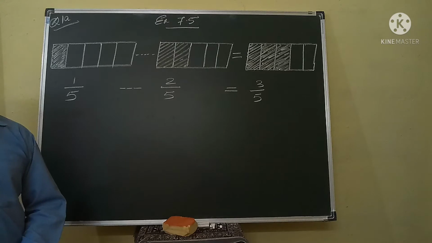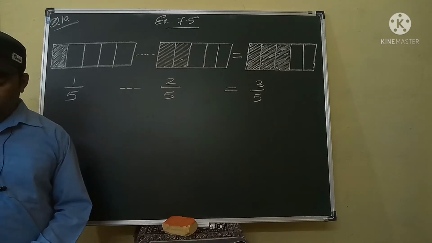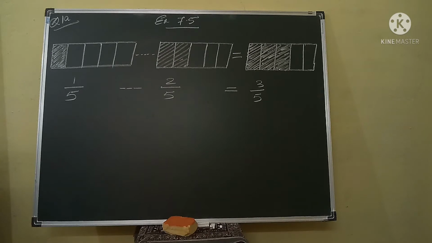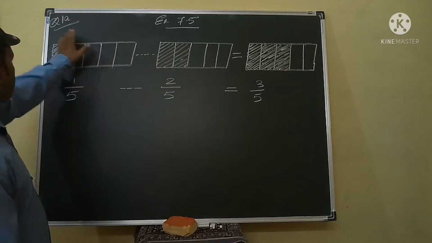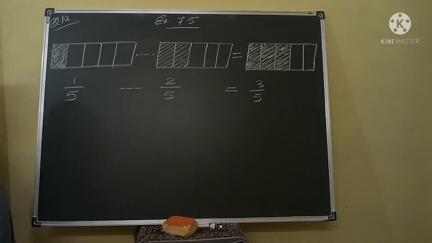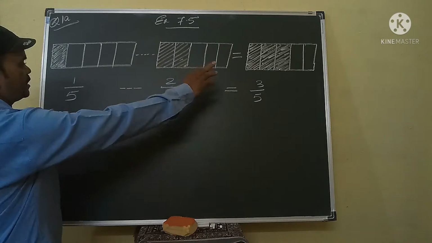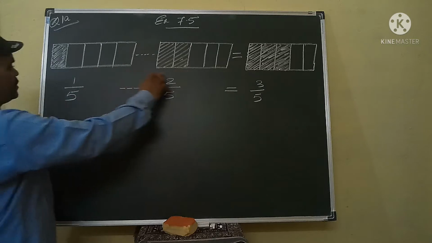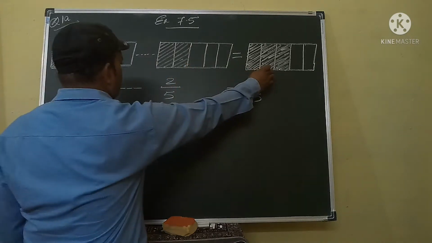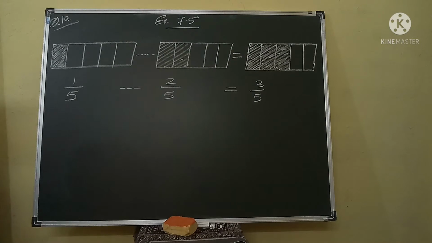Now today we will discuss some problems from exercise 7.5. Your question number 1 is: write these fractions appropriately as addition or subtraction. As you are looking, this is question number 1a. In question 1a, there are 3 rectangular blocks. This is the first rectangular block, this is the second, and this is the third.